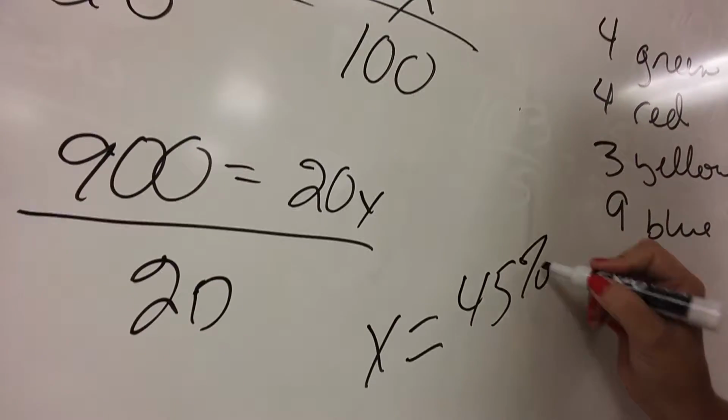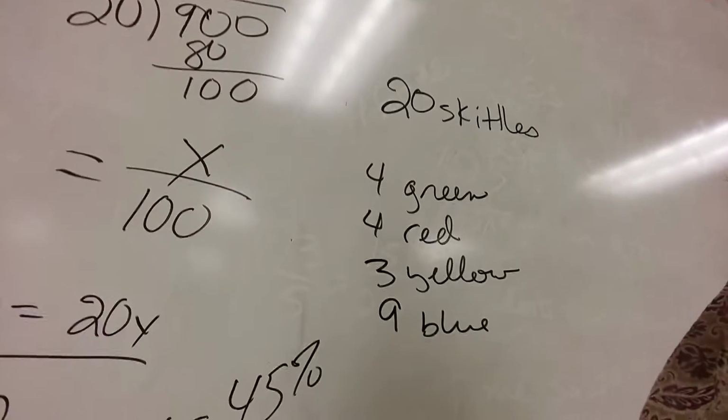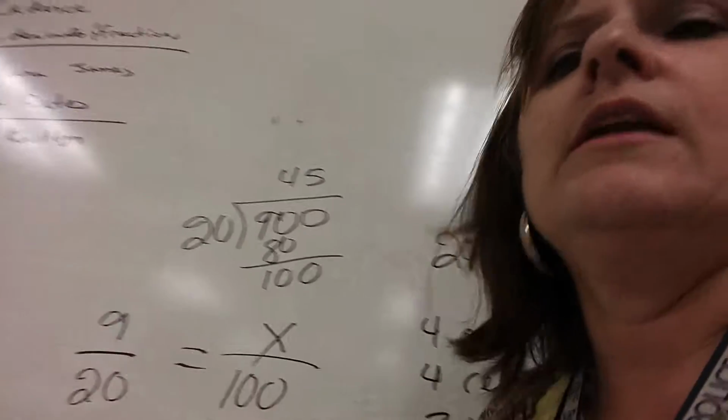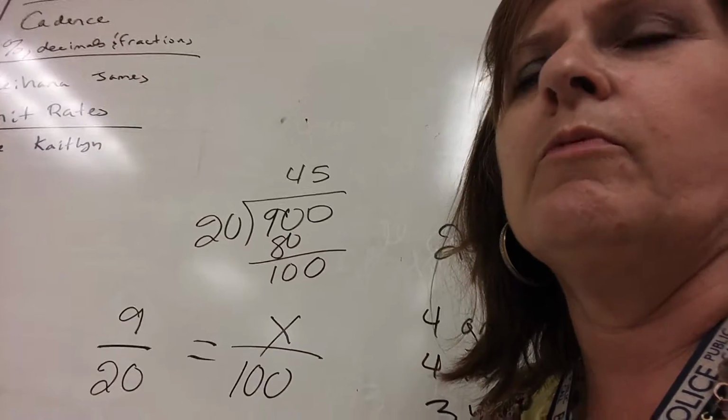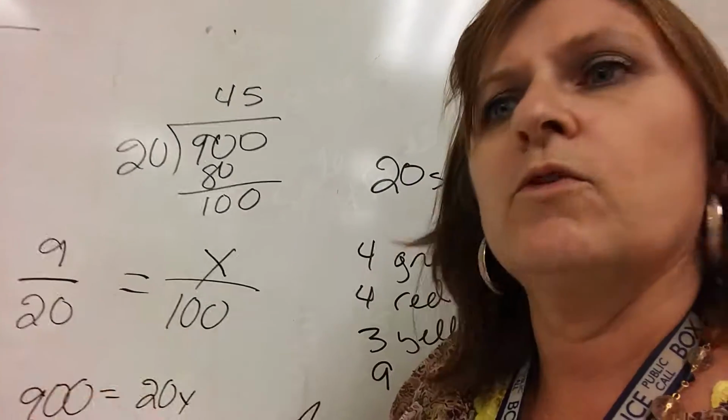45%. You're going to have a problem that's very similar to that. It's not going to be talking about 20 of something, but it's going to talk about a number like that. That's how you set it up. It's just like we've been setting up our proportionalities all week, except this time instead of looking for the part, we're looking for the percent.